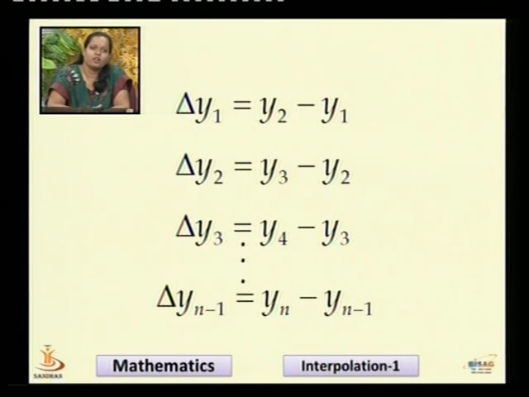The first order forward difference at the n minus 1th point is given by delta y n minus 1, which is y n minus y n minus 1. So now you can see we have tabular values of n points, that is y1, y2 up to yn. N points are there. So the first order forward differences will be evaluated only for the first n minus 1 values. That's why we have delta y1, delta y2, delta y3, and up to delta y n minus 1.